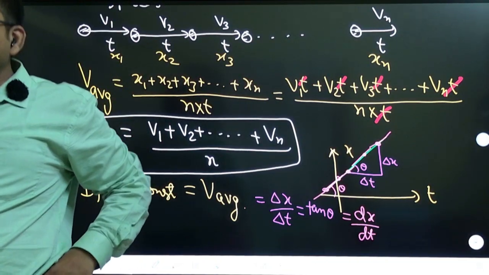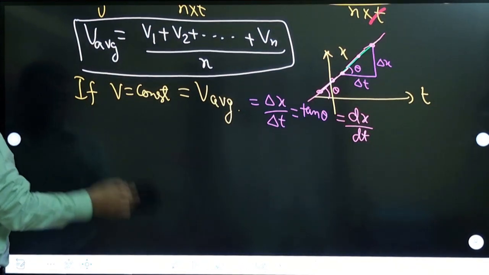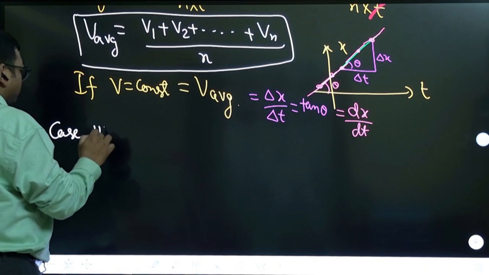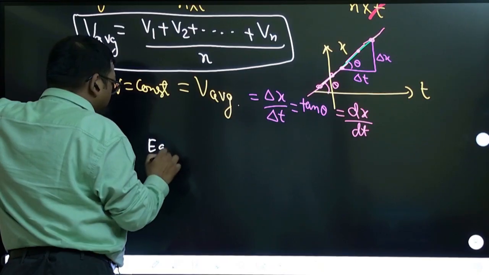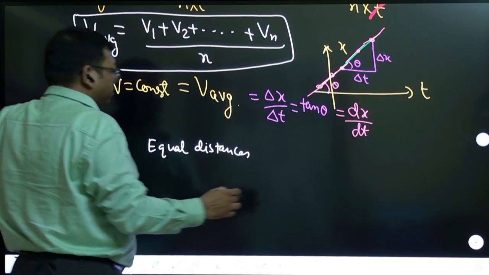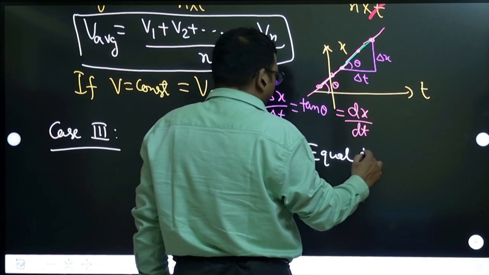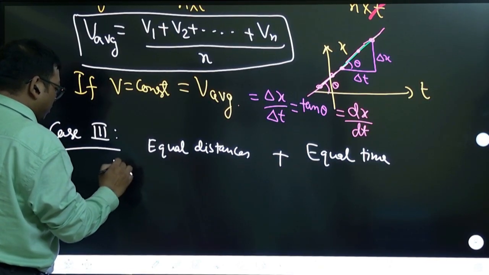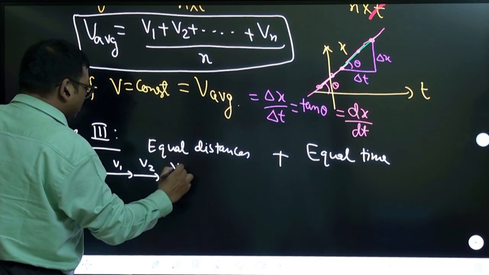Okay, so first, let us write that case also. Case 3: equal distances combined with equal time. Suppose, for example, the body travels with v1, v2 and v3. Let us take these 3 only.